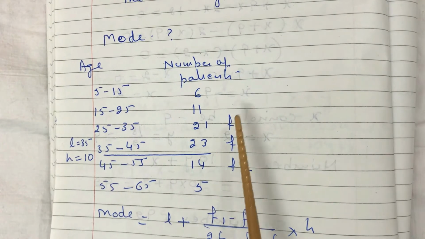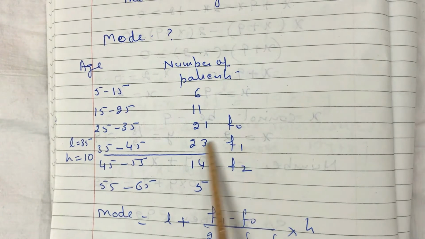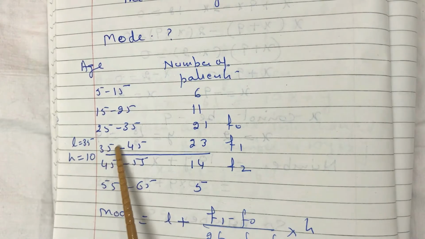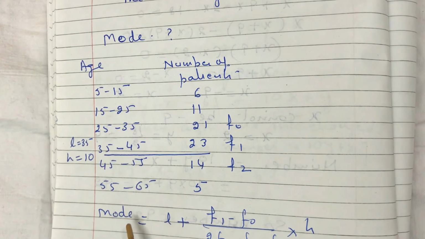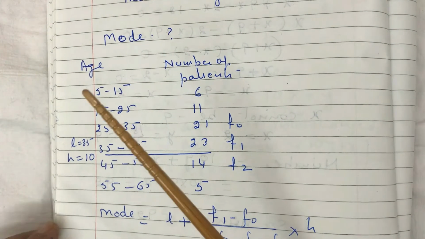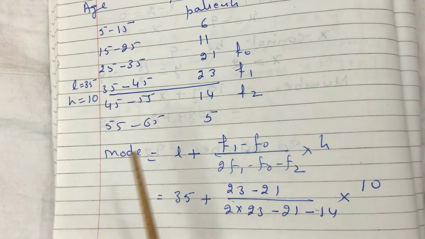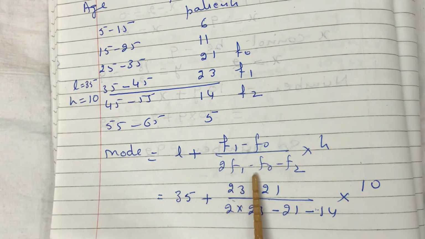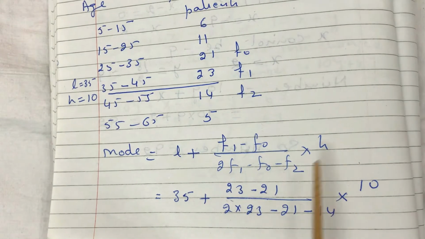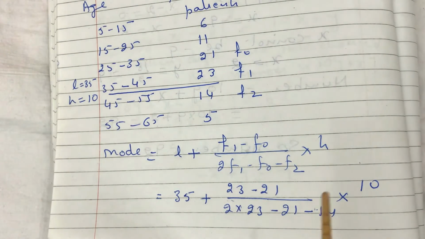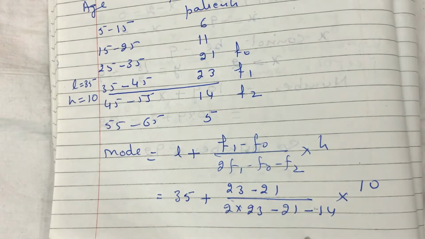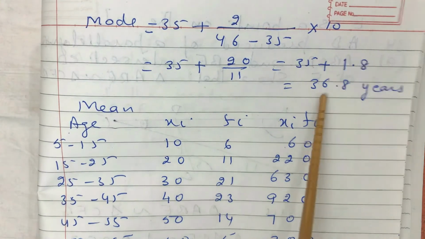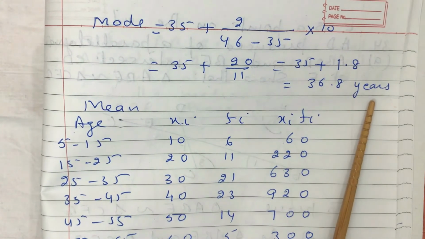And this is f1, this is f0, this is f2, and this h here is 10 and l here is 35. And the formula for the mode is l + (f1 - f0)/(2f1 - f0 - f2) × h. Substitute the values and solve this. You will get the answer. On the next page I have solved this. So mode here is 36.8 years.